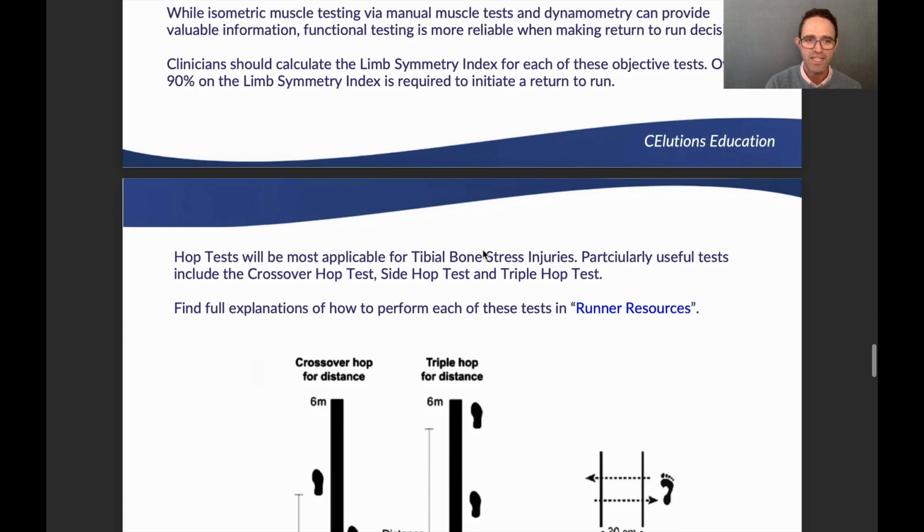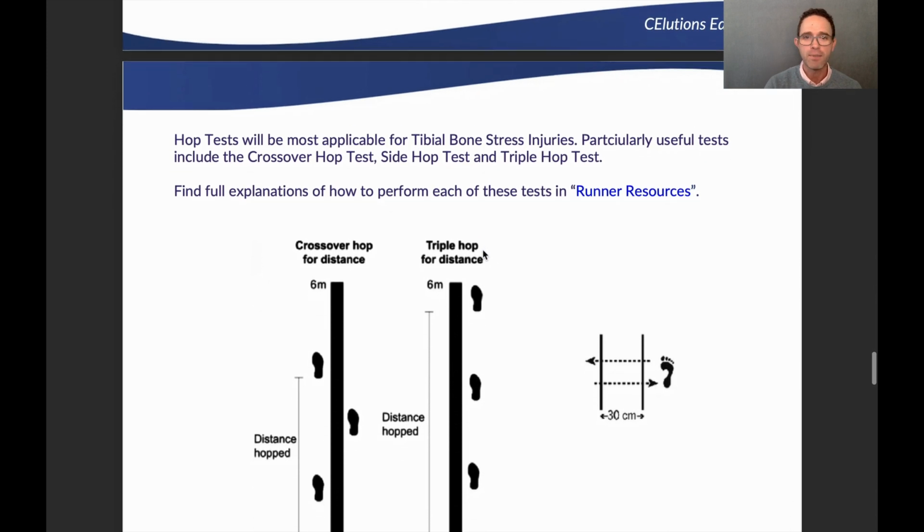So which functional tests do you want to do? Hop tests are going to be most applicable for tibial bone stress injuries, and particularly useful are going to be the crossover hop test, side hop test, and triple hop test. Now, there's full explanations of each of these functional tests in runner resources. However, take a special look at different tests that you can do. There's different tests that are going to be appropriate for different injuries, and you want to be careful, especially with shin splints, that you're doing a test that is relevant.